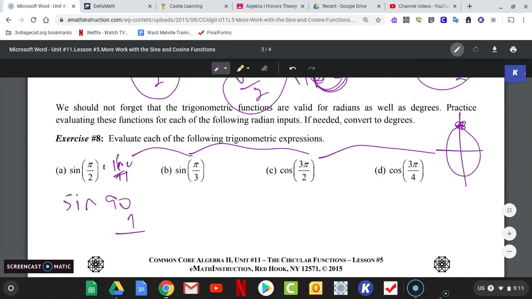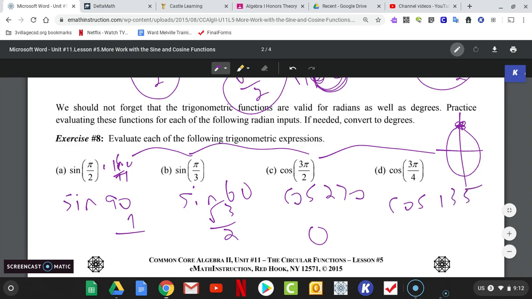Sine of this winds up being 60 degrees. The sine of 60 is radical 3 over 2. The cosine of this winds up being 270 degrees. Cosine of 270 is 0. And the cosine of 3 pi over 4 winds up being 135 degrees. So the cosine of 135, that's a 45 degree reference angle. That's right over here. And if you look at that, it's negative radical 2 over 2, so this is negative radical 2 over 2.